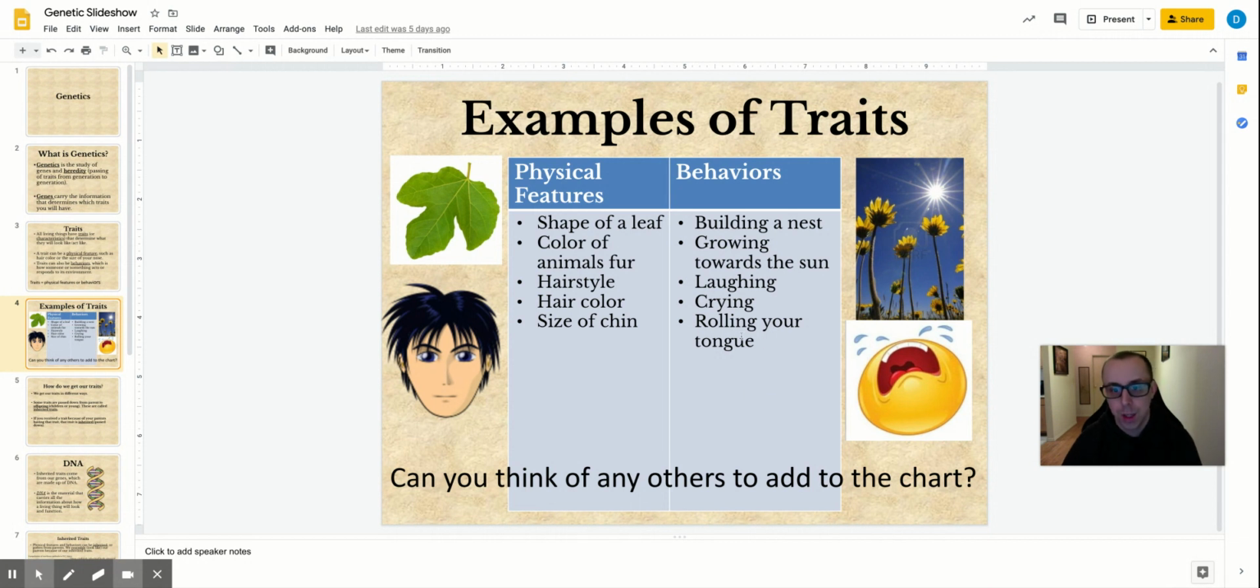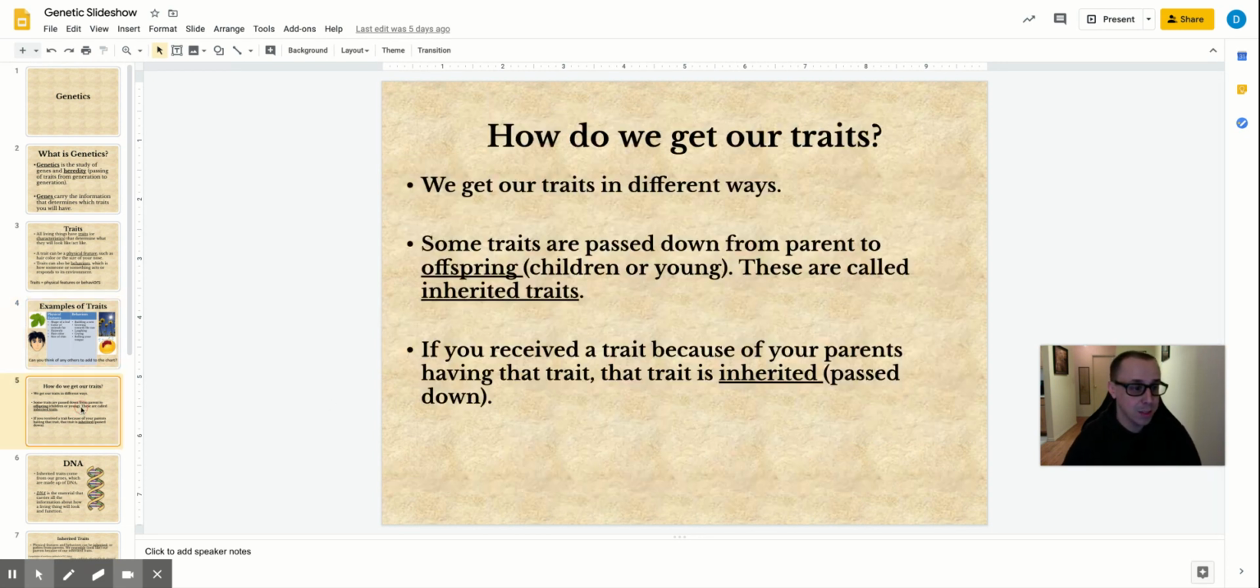Oh, rolling your tongue. Is it? Oh, I think this is talking about maybe language, the way that, I don't know, rolling your tongue. I don't really see how that one fits in, but anyway, let's move on.